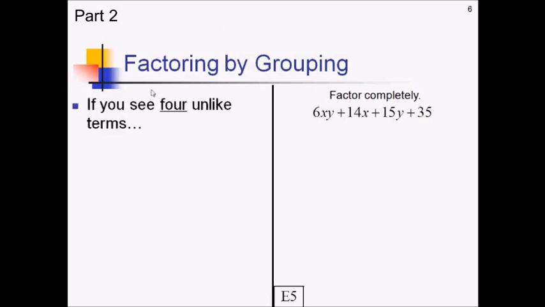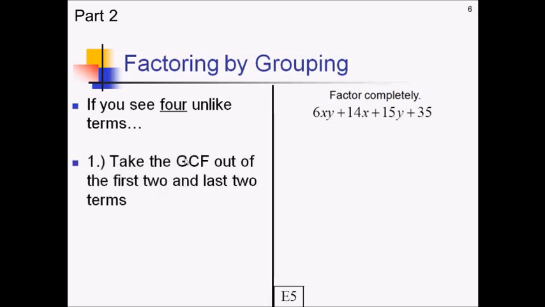So if you see 4, count them, 4 unlike terms like this situation here, here's what you can try. You can try taking a common factor out of the first 2 terms and out of the last 2 terms separately, like so. So first 2 terms, what can we take out of here? Well, they're both even, so we can take out a 2, and we can take out an x. That would leave us with 3y plus 7. And the second 2 terms, we can take a 5 out of both of those, so that also leaves us with 3y plus 7.